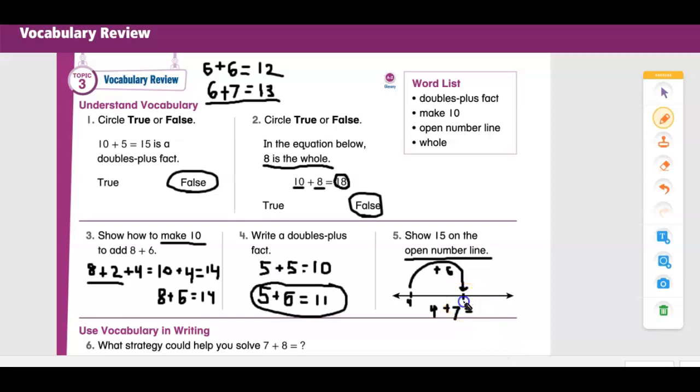4 plus 6 is 10. And I know I'm writing it kind of small. I'm sorry, guys. So 4 plus 6 is 10. So if I have to jump 7 spaces, I have to jump 1 more time. So I'm going to jump 1.